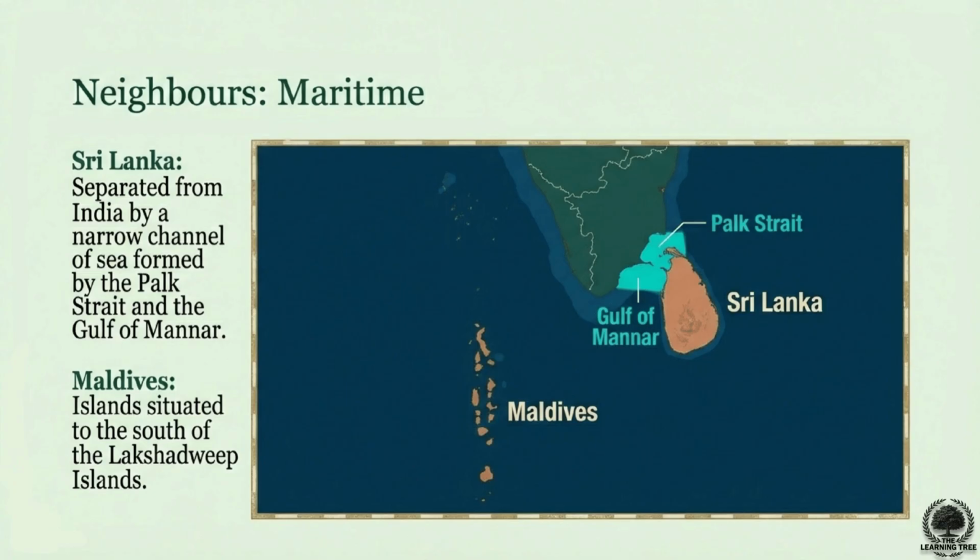India also has important maritime neighbours. Sri Lanka and the Maldives are island nations located across the sea. Sri Lanka is separated from India by a narrow channel formed by the Park Strait and the Gulf of Mannar. The Maldives lies to the south of the Lakshadweep Islands. These maritime neighbours further strengthen regional connections.